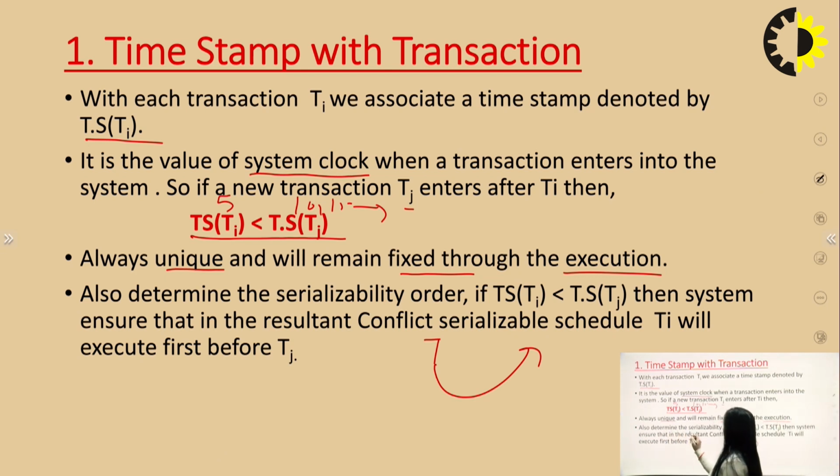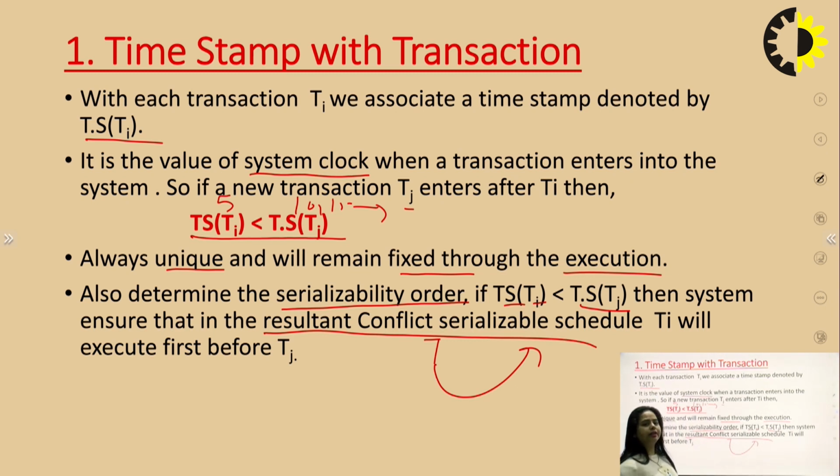It also determines the serializability order. If the timestamp of transaction Ti is less than the timestamp of transaction Tj, then the system ensures that in the resultant conflict serializable schedule, Ti will get executed first before Tj. If we have two transactions Ti and Tj with timestamps 5 and 10, then Ti will execute first and Tj second, depending upon their timestamps.